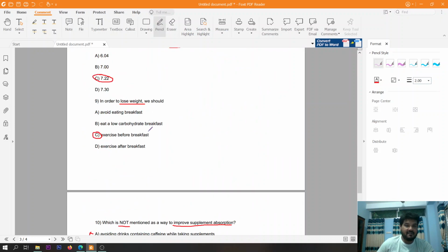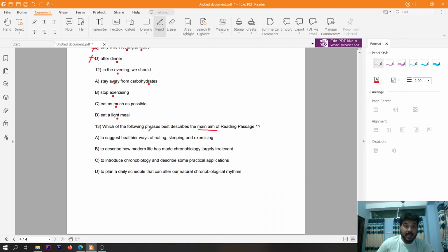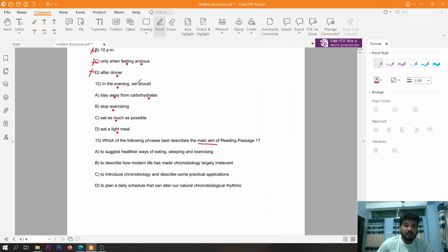Now let's see if we can find something close to that. So in the evening, stay away from carbohydrates. No, we should not starve ourselves. There is nothing mentioned about exercising. Eat as much as possible. No, on the contrary, we should eat a modest meal, and this is the closest that we can get, which is a light meal.